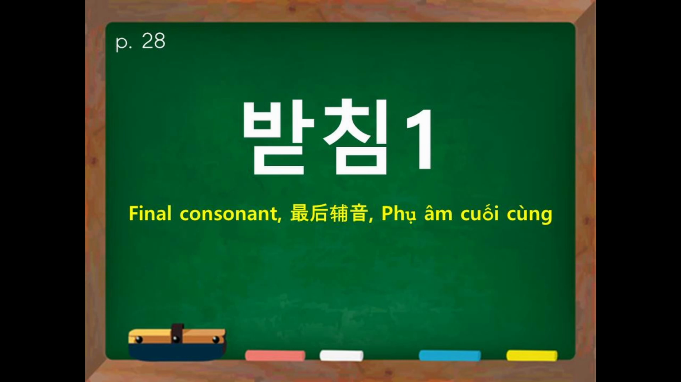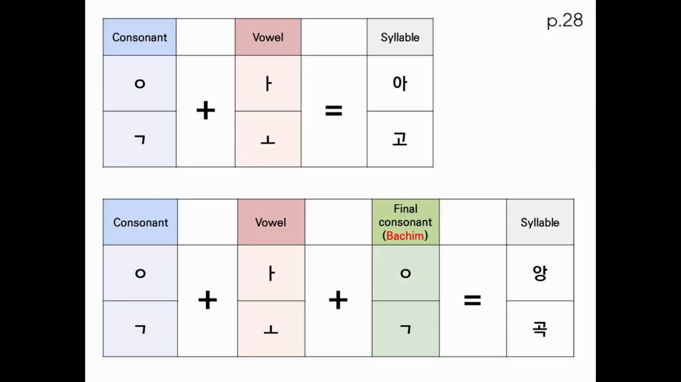First, before understanding 받침, we need to look at the syllable structure of Korean. Korean syllable structure can be divided into two types. First, there are basic syllables made up of consonants and vowels. Second, there are syllables that consist of a consonant, a vowel, and another consonant. We call this 받침, or final consonants, and it must always be written under the basic syllable.